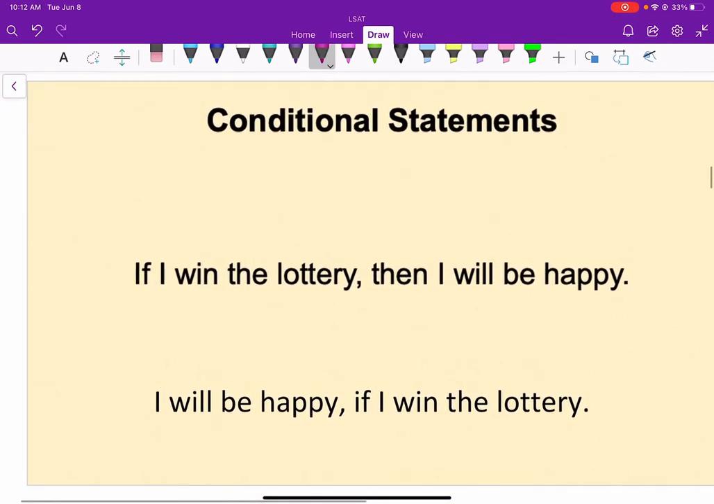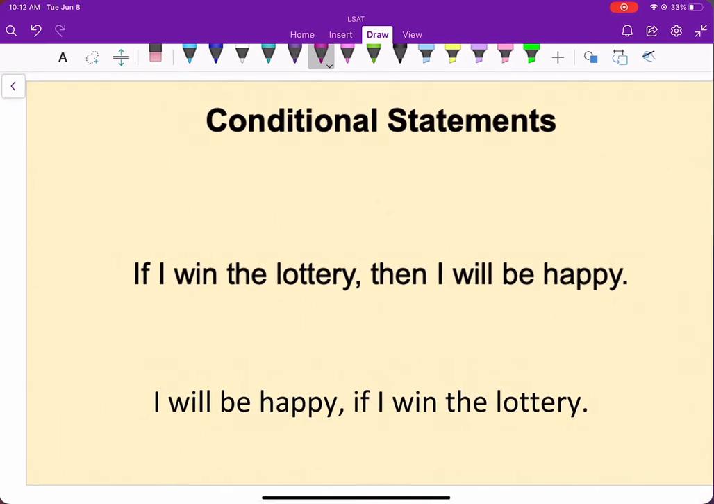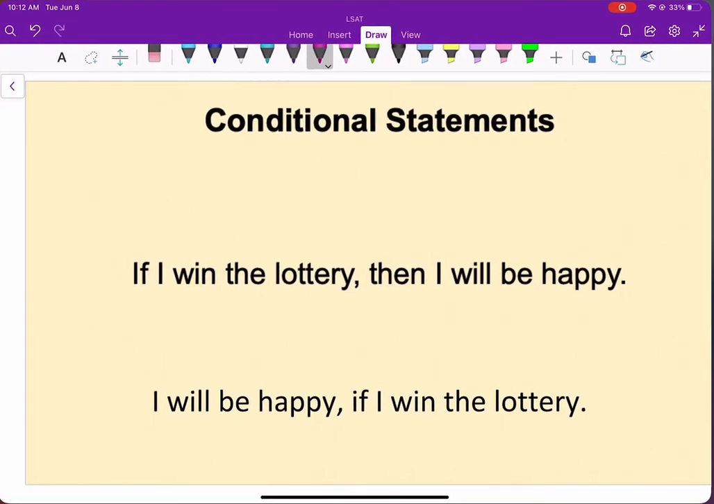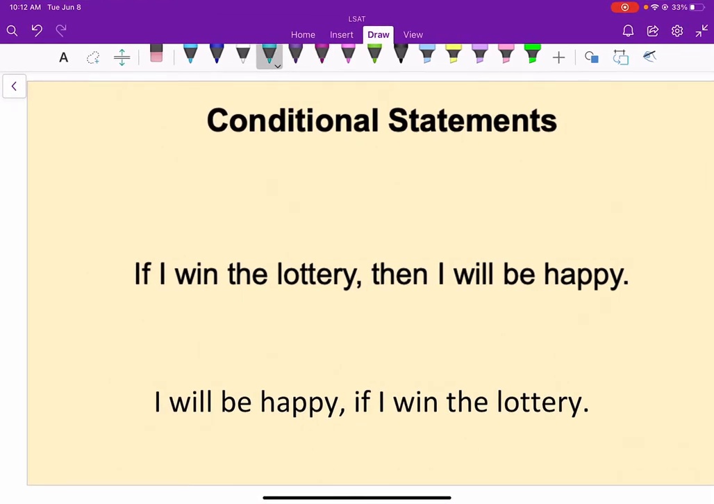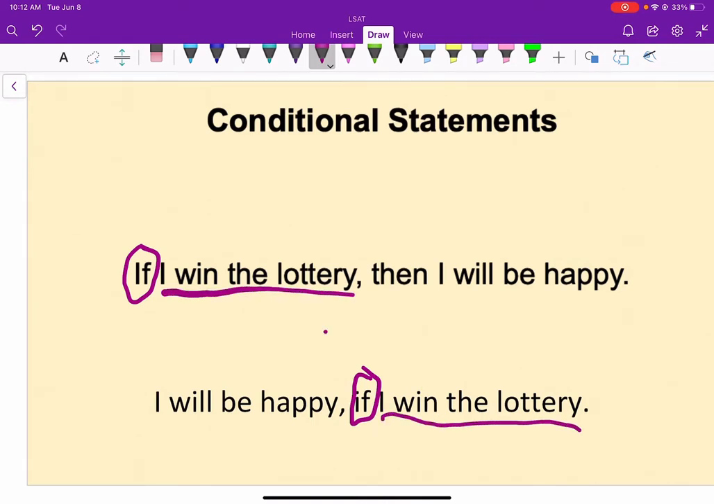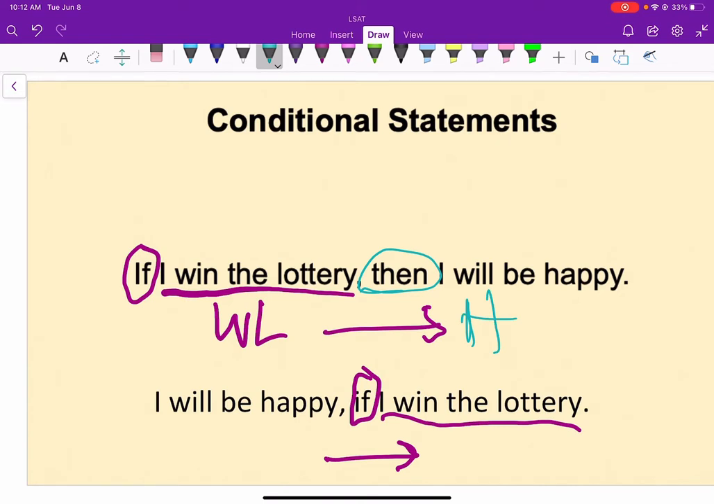All right. So let's focus in on whenever we see sentences in an LR section, what does that mean? We have to really pay attention to what is introducing our sufficient condition. And remember, if introduces our sufficient condition. So in both of these situations, we have if followed by a statement, and it's what introduces our sufficient, so in both of these, it's going to go on the left side. So on top, we have if I win the lottery, then I will be happy. And on the bottom, we have I will be happy if I win the lottery.